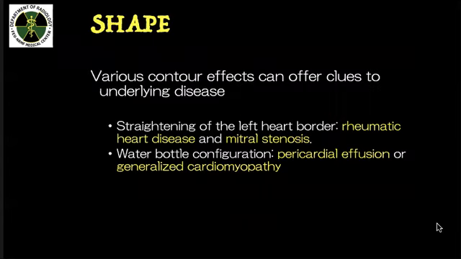And then the shape: various contour defects can offer clues to underlying disease. So the shape of the heart will offer clues to underlying diseases. Straightening of the left heart border may indicate rheumatic heart disease and mitral stenosis. And if you see a water bottle configuration, you can consider pericardial effusion or generalized cardiomyopathy.